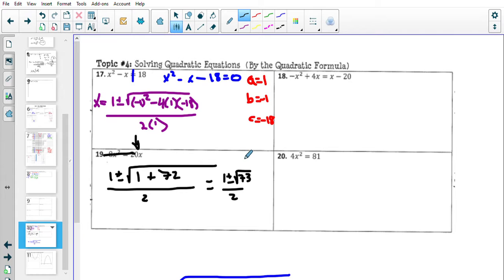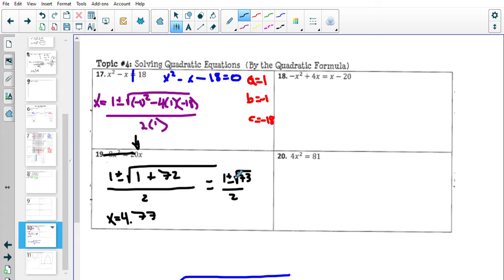So you can do both of these individually. We can do 1 plus the square root of 73. So if we do the square root of 73, we add 1, and then we divide that by 2. Our first answer, we get x is equal to 4.77, because we want to round to 2 decimals.